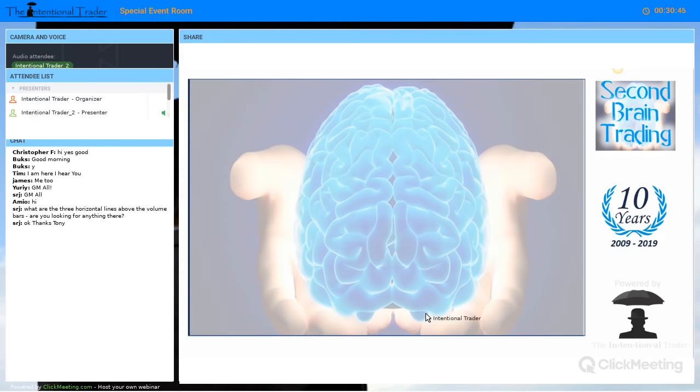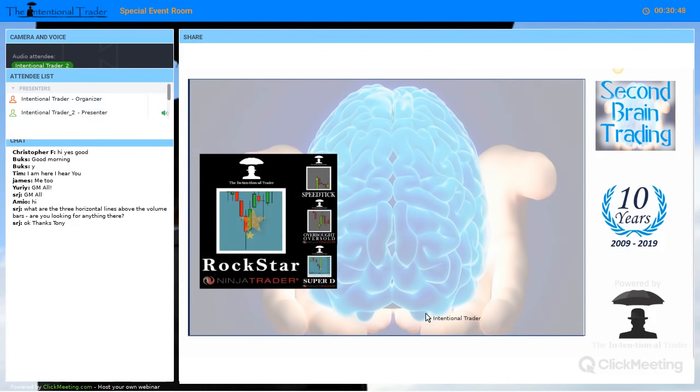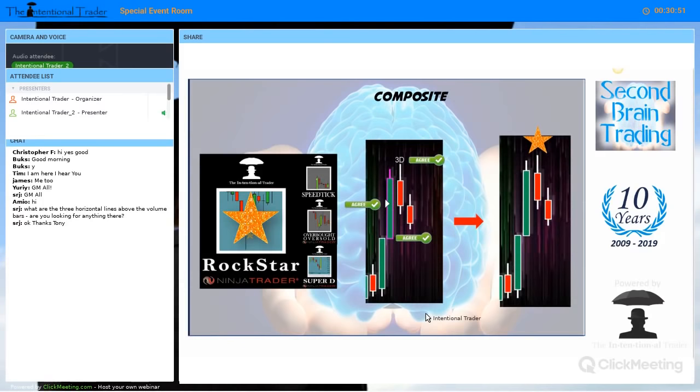Now we have an indicator that's a composite of three of our best indicators. Okay, this is our Rockstar indicator. This is relatively new, within the last year.